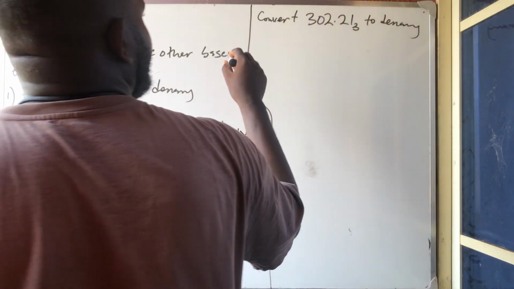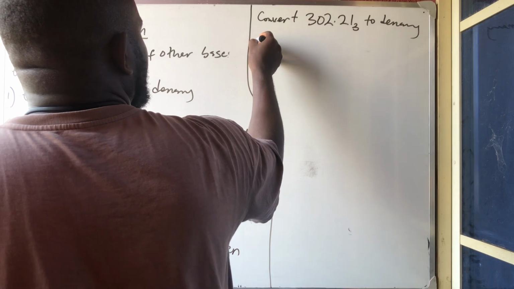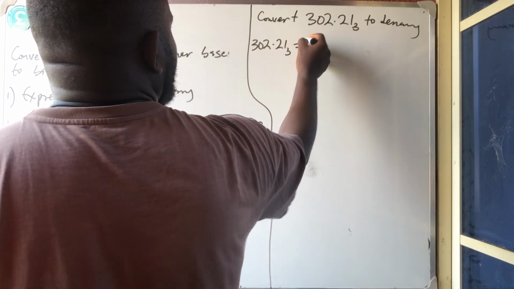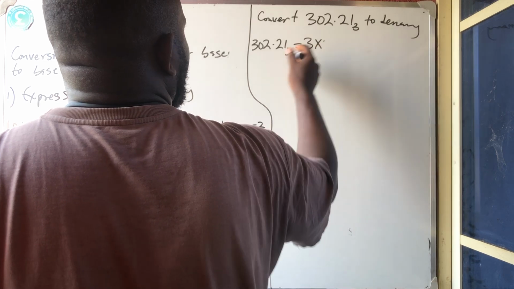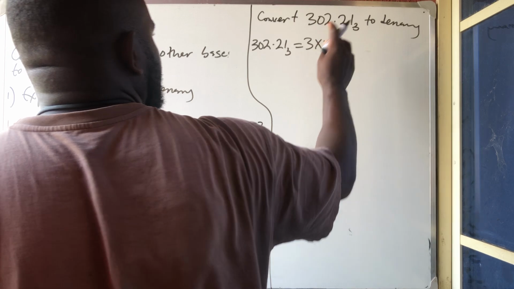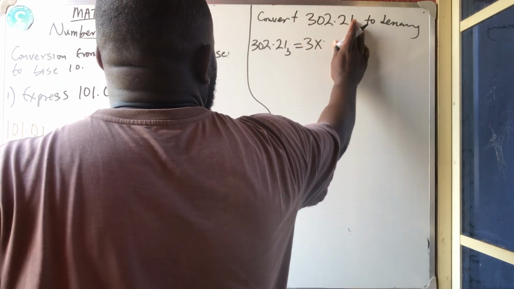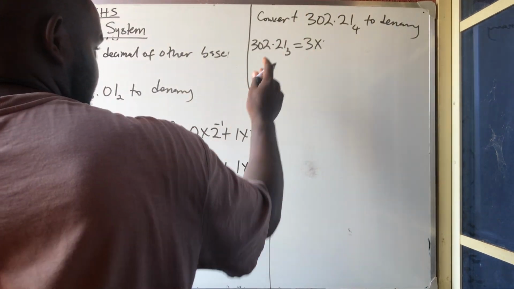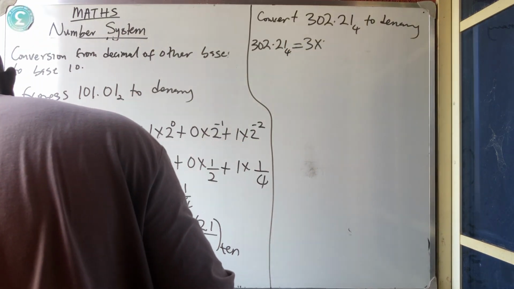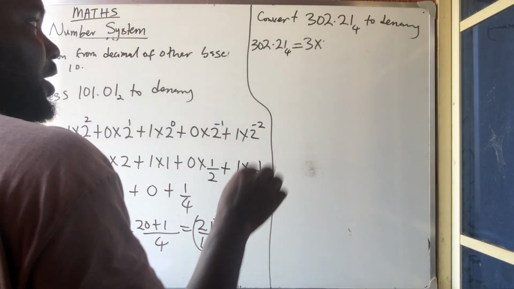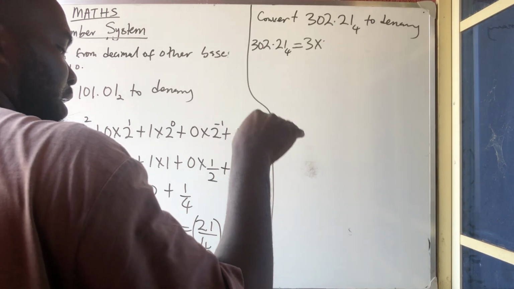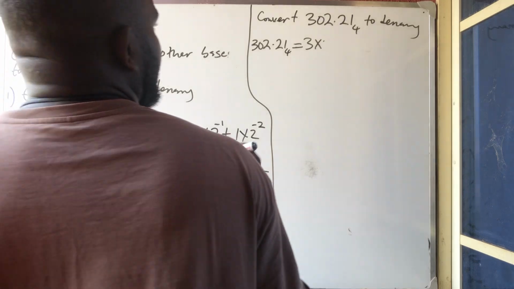Okay, so what we have here, the same method, it doesn't change. 302.21 base 3 is the same thing as saying 3 times. Sorry, it cannot be in base 3 because this thing started from 3, so it's in base 4. So let's take it as base 4. I told you if something is in base 3, 3 cannot be there. It will be from 2 down. If something is in base 4, 4 cannot be there. It's from 3 down. So this is base 4.